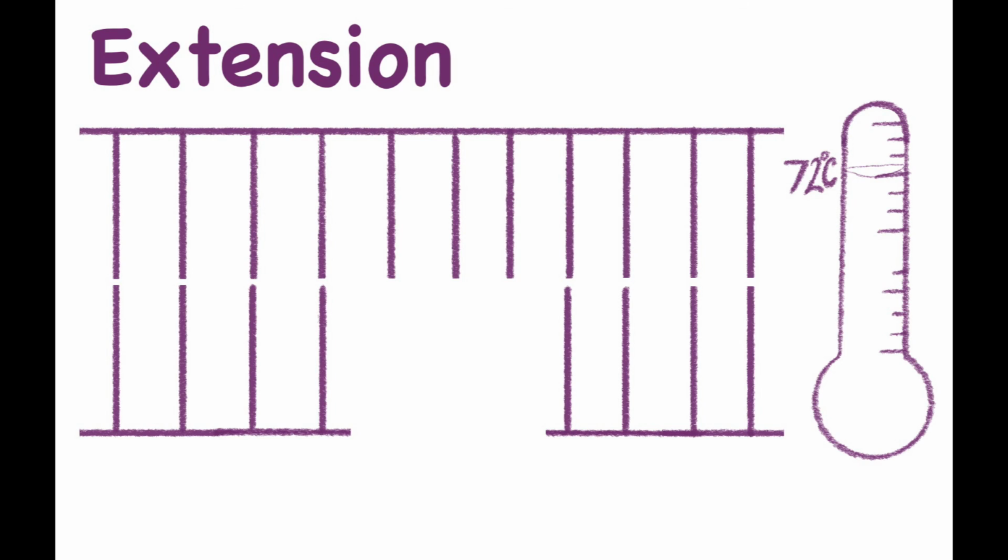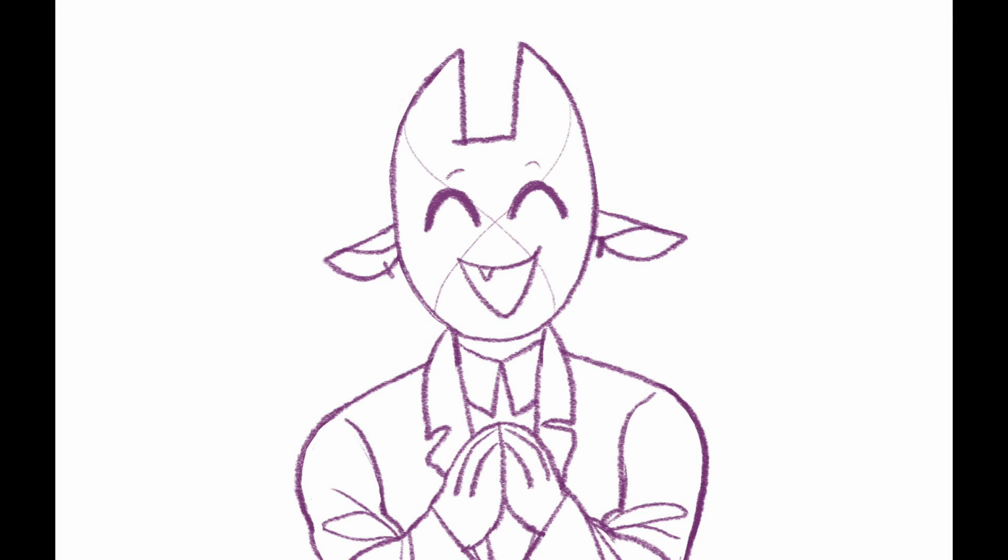Extension occurs at 72 degrees Celsius, and is where the reaction is heated to the optimal temperature for DNA polymerase, and each primer is elongated by means of dNTPs. There you have it. That's PCR.